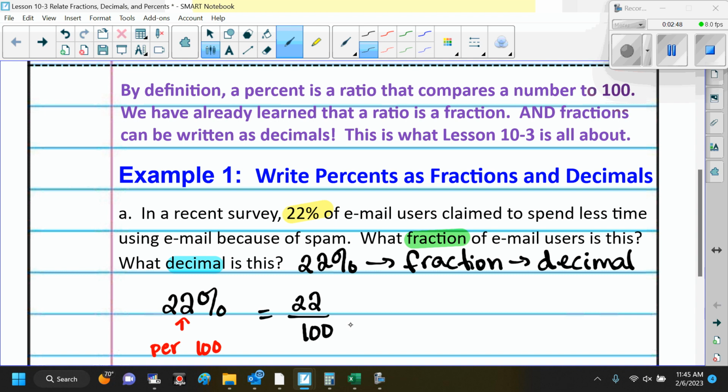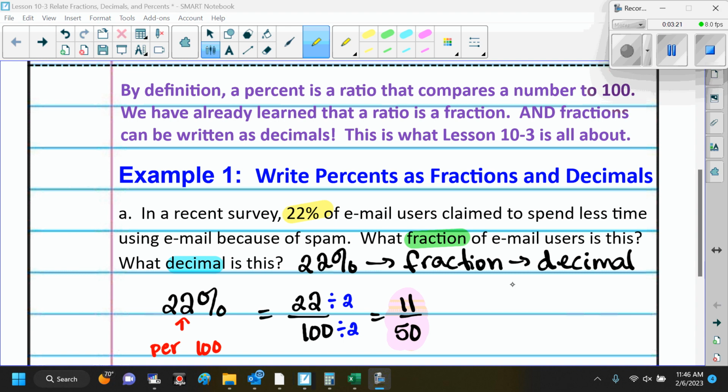Now, when we write fractions, we always what? Simplify. Very good. So we're going to divide by 2 in the numerator and the denominator, and of course that's going to give us 11 50ths. So that is my fraction, okay? So here we have 11 50ths from 22%. Is everybody clear? Yes. So now we want to write 22% as a decimal, okay?